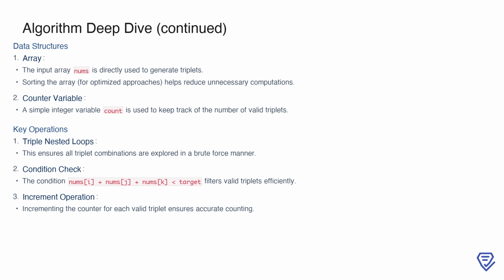The brute force approach relies heavily on triple nested loops to explore all combinations, ensuring no triplet is missed. The condition check, nums[i] plus nums[j] plus nums[k] less than target, acts as a filter to identify and count only the valid triplets. Finally, incrementing the counter ensures we accurately tally these results. These basic operations are essential for both the brute force and optimized approaches.